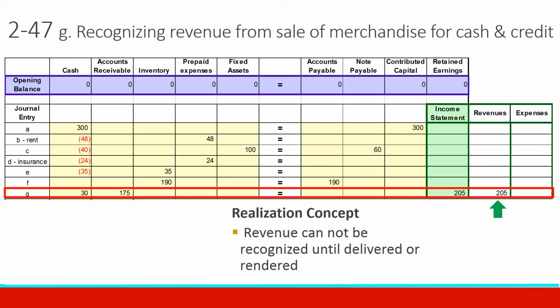That entry is called the realization principle. The realization principle or concept says that a revenue cannot be recognized until it is delivered or rendered. Montero has been delivering air conditioners and furnaces, and so it is now able to, quote, recognize, unquote, a revenue. So our journal entries right now are an increase in cash and accounts receivable, so assets going up, and that is being offset by a credit or an increase to revenues.